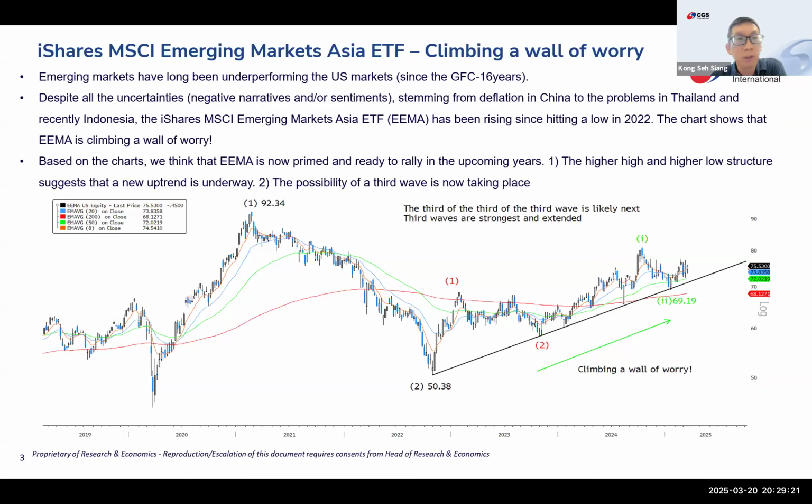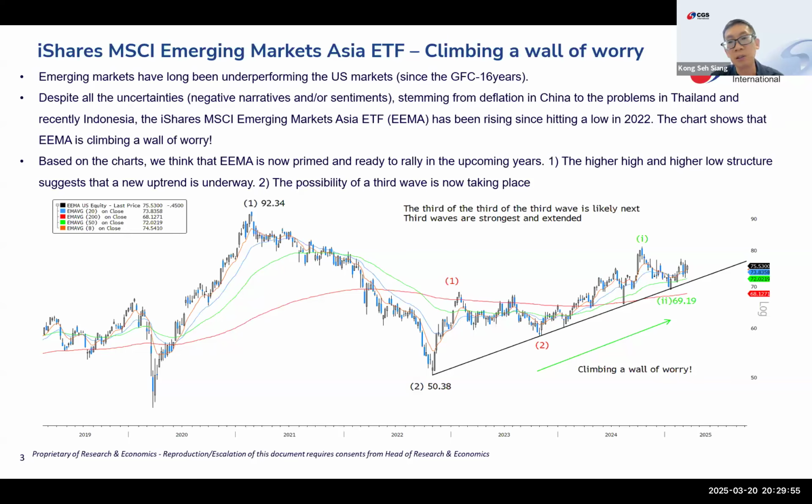We think that emerging markets have been long underperforming the US markets. Since the GFC, since 2008, the US market has always been outperforming. One of the main reasons is that the US dollar is actually very strong. Because of the weaker local currencies here in Asia, the local markets in Asia are underperforming if you compare to the US markets.